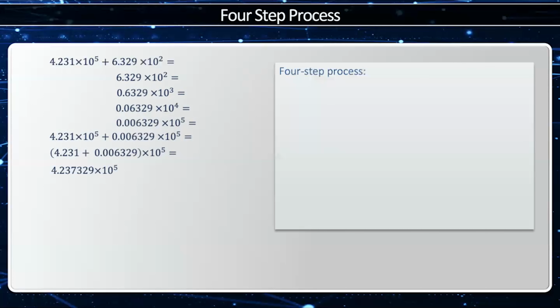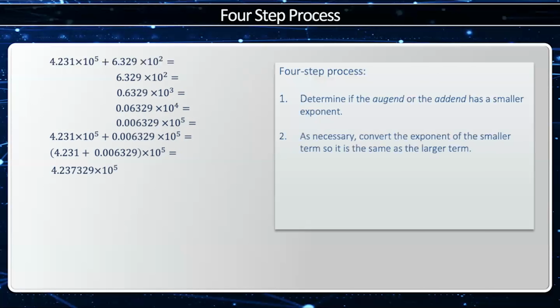Now, we're going to do this with a four-step process. Number one, we're going to determine if the augend, which is the left-hand side, or the addend, which is the right-hand side, has the smaller exponent. And then we're going to convert the smaller of the two, more specifically the one that has the smaller exponent, so both the augend and the addend have the same exponent.